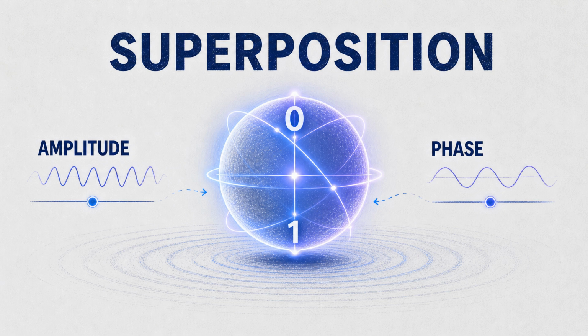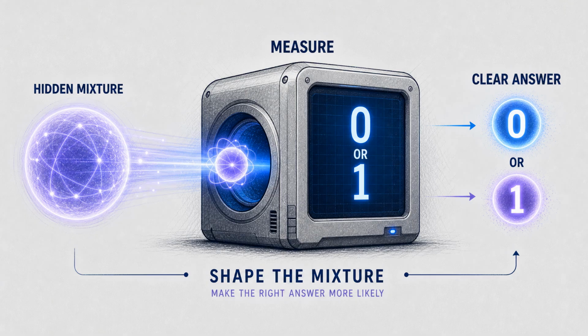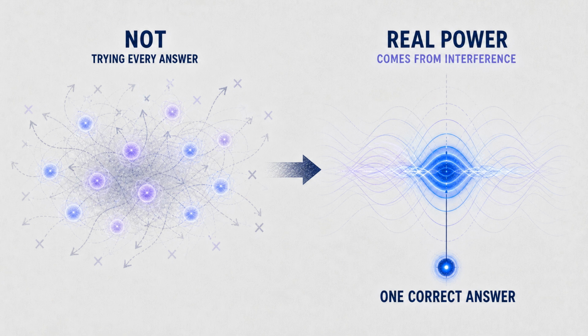The famous idea is superposition. People often say a qubit can be 0 and 1 at the same time. That phrase is helpful, but incomplete. A better picture is that the qubit has a mix of possibilities, with each possibility carrying a size and a phase. When you measure a qubit, you do not see the whole hidden mixture. You get a normal answer, such as 0 or 1. The art of quantum computing is to shape the mixture before measurement, so the answer you want becomes more likely to appear.